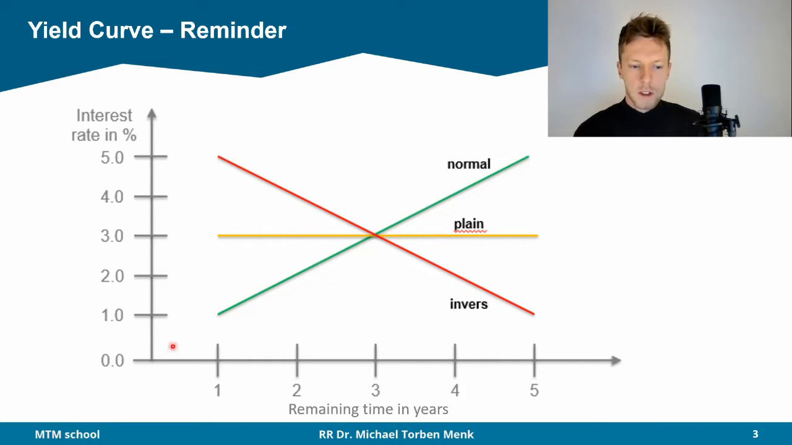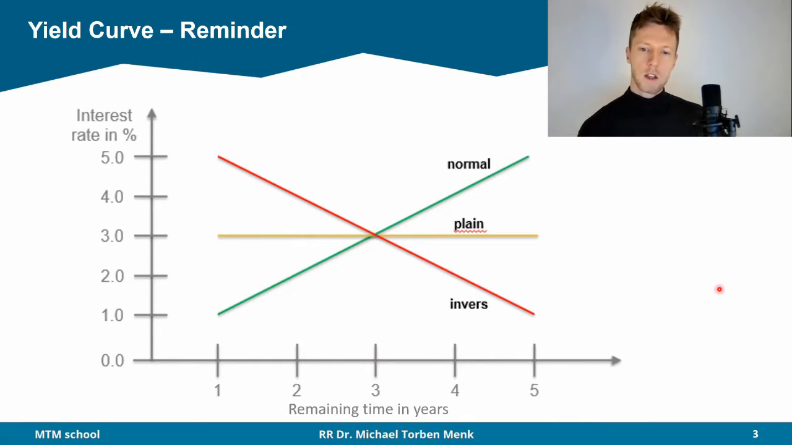So we start here and we go 1 year and we would get an interest rate of 1%. Then if we have a contract that will start right now and go over 2 years, then we would get an interest rate of about 2% for this contract. And if we have a contract starting right now going over 3 years, then we would get an interest rate of 3%.